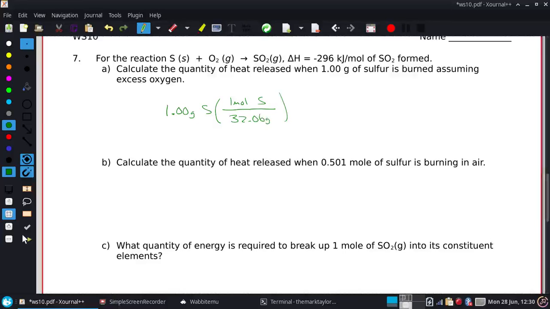All right, once it's in moles, now we actually can relate this to our delta H, because this is something neat. The delta H can be turned into a conversion factor. Now, this one specifically says moles of SO2, but it's actually just moles of whatever's in the equation, assuming it's balanced and all that. But this is balanced with a bunch of ones, so this is saying there's 296 kilojoules per 1 mole of sulfur burned up, or 1 mole of oxygen burned up, or 1 mole of SO2 being produced. So since I care about the sulfur, that's what I'm going to put into the equation.